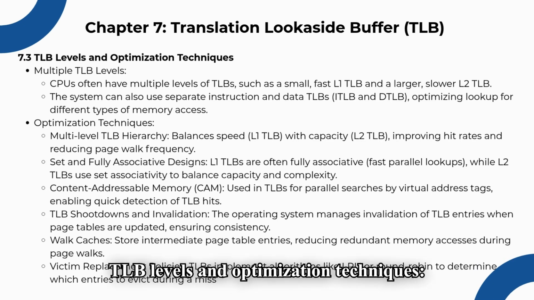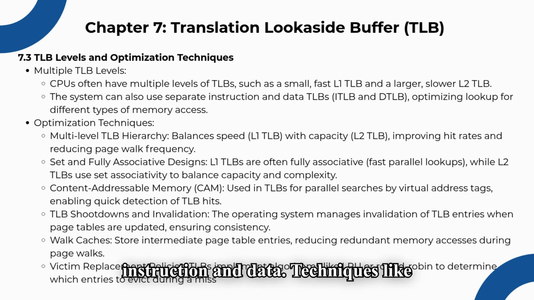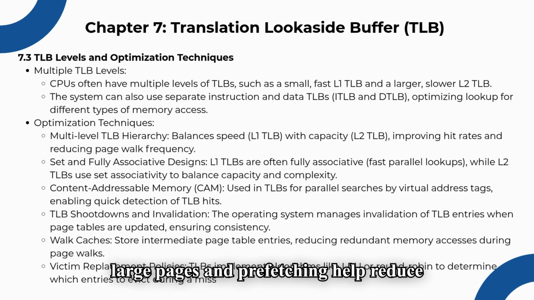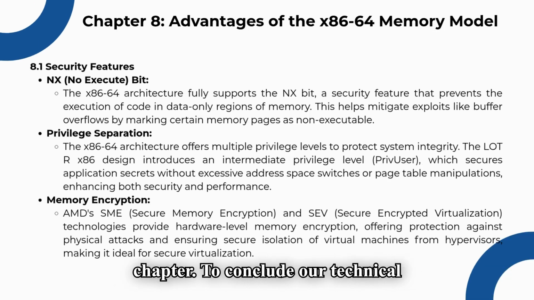TLB levels and optimization techniques. Modern CPUs use multiple levels of TLBs, with separate caches for instruction and data. Techniques like large pages and prefetching help reduce TLB misses and optimize memory performance. With these mechanisms in place, x86-64 achieves significant advantages in security, performance, and scalability. Let's summarize these benefits in our final chapter.